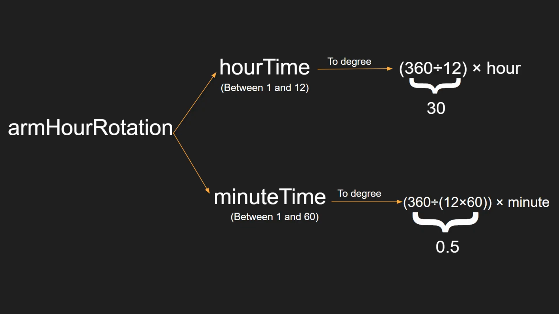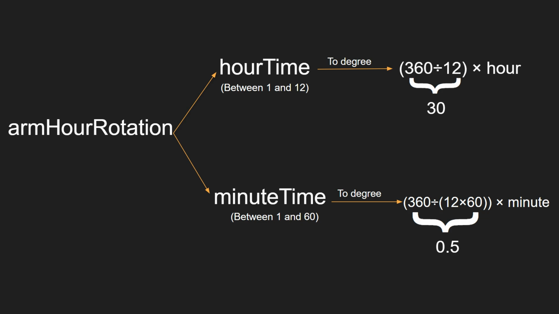We have two things that affect our hour arm angle. The first one is hour time, and the second one is minute time. For the hour time, we should find how many degrees is every hour. Our clock is 360 degrees, and we have 12 hours. So every hour is 360 divided by 12 equals 30. So every hour is 30 degrees. For example, if the clock is now 2 o'clock, the hour angle is 60.